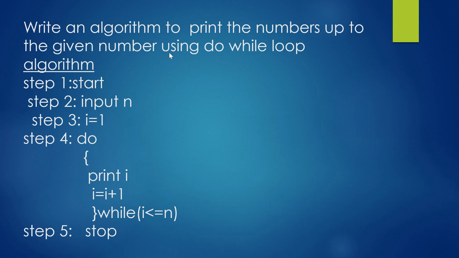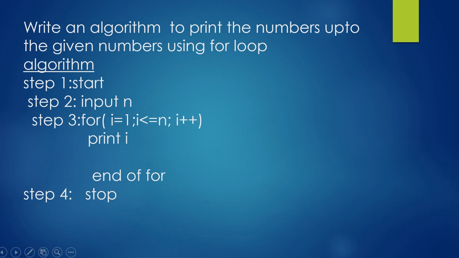Next, the same program using do while loop. That is, print the numbers up to the given number using do while loop. Start, input n, then initialization I is equal to 1, do print I, I is equal to I plus 1, then checking the condition. In while loop, condition is checking at first, but in do while loop, condition is checking at the end of the loop.